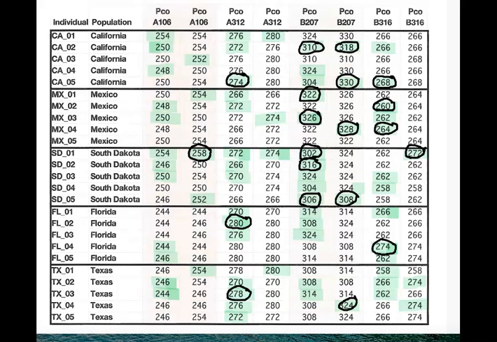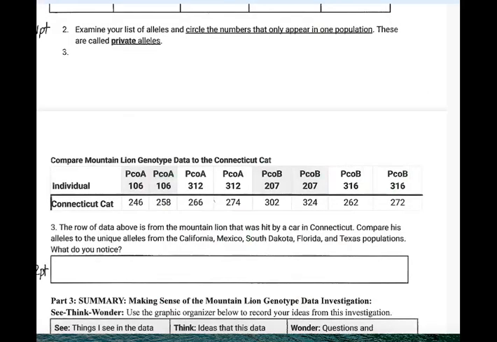Whew. So we have all our data. We just circled the numbers that appeared in only one population. These are called private alleles. Now we're going to compare the mountain lion genotype to the Connecticut cat. So here is the Connecticut cat. This is the Connecticut cat gene information, and we're going to compare that to the mountain lion.